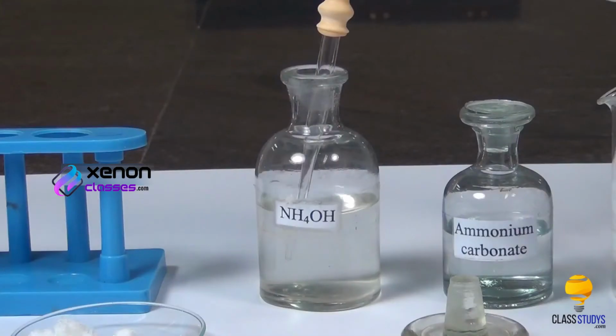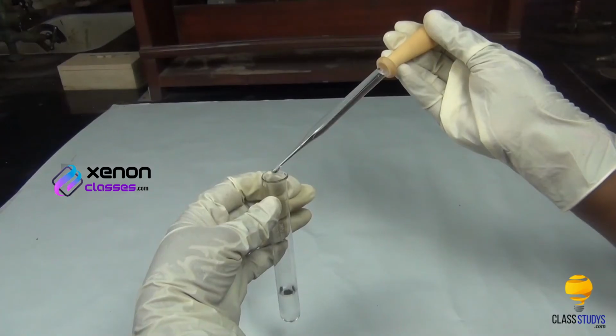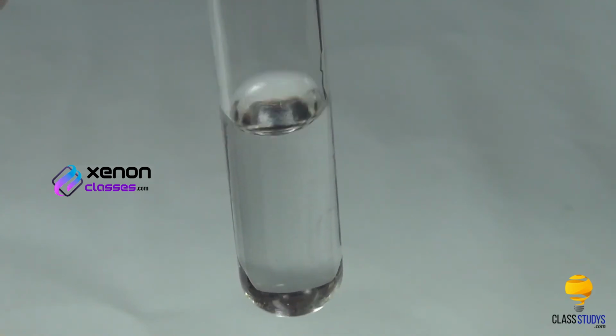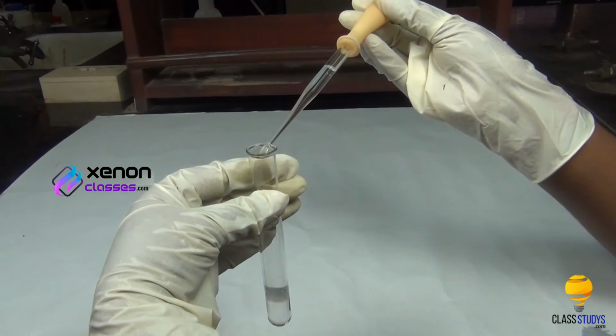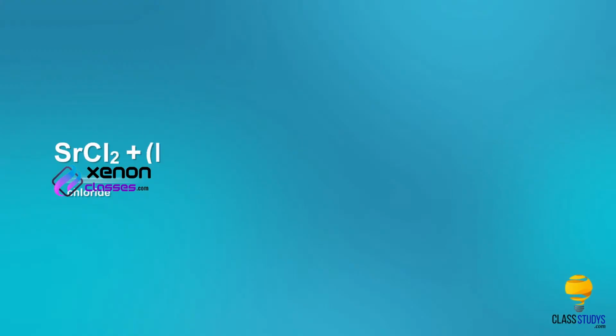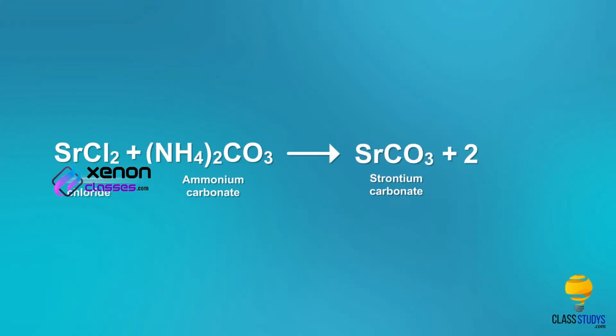Using a dropper, add ammonium hydroxide to the test tube till the solution smells of ammonia. To this, add ammonium carbonate solution using another dropper. Strontium ions in the solution react with ammonium carbonate to form a white precipitate of strontium carbonate.